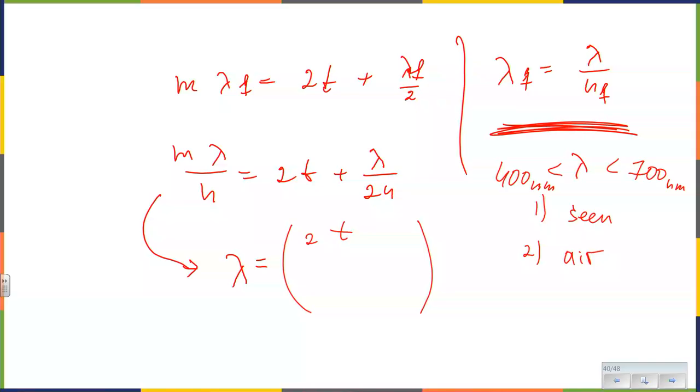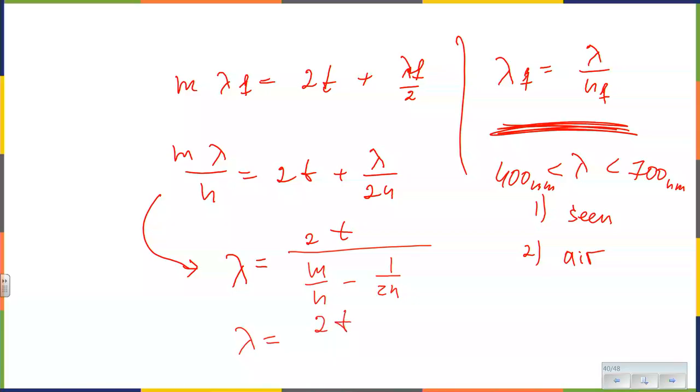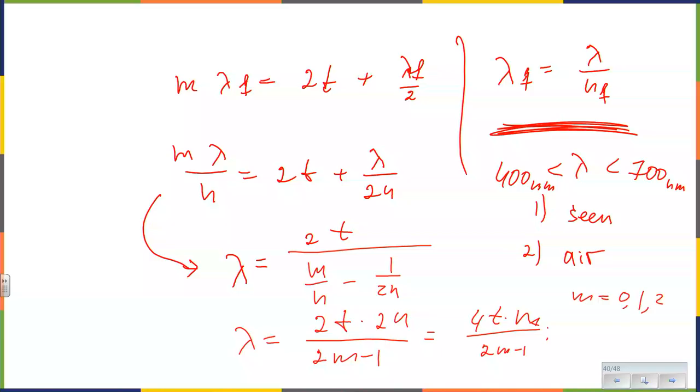2t, so let's go over here, lambda, actually I need to divide, so 2t, and m over n minus 1 over 2n. I don't like many fraction bars, times 2n, 2m minus 1, for thickness, index in a film, 2m minus 1.